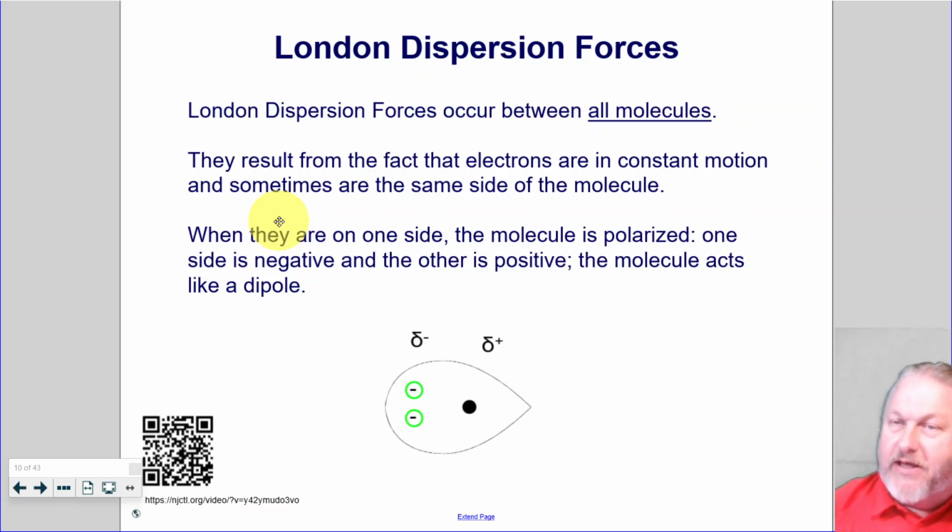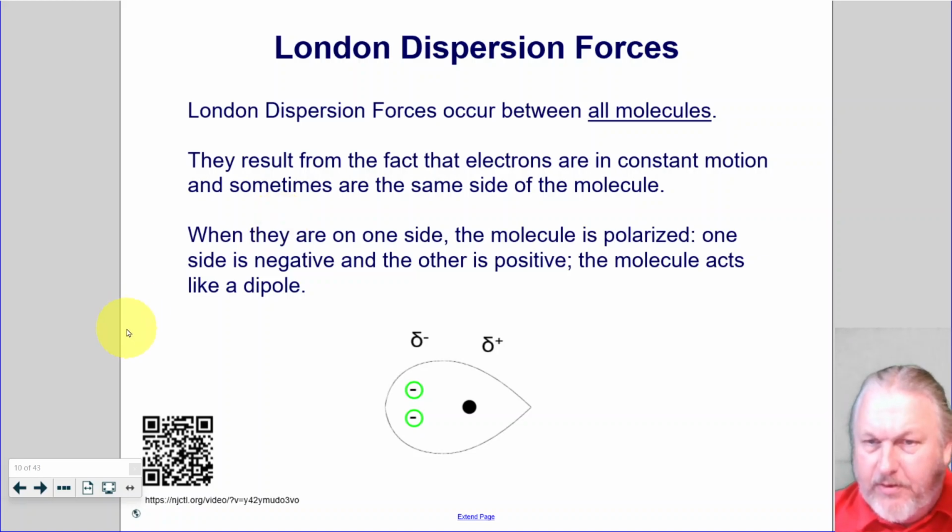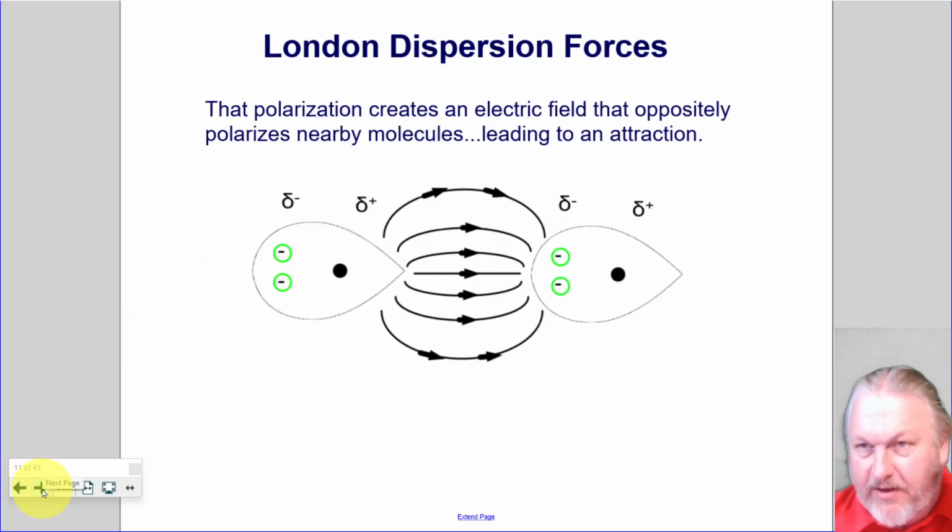And when they're on the same side, that's going to induce a dipole, and the molecule will become slightly polar. One side will be negative and the other positive. Then the molecule will act like a dipole. This doesn't happen very often, right?